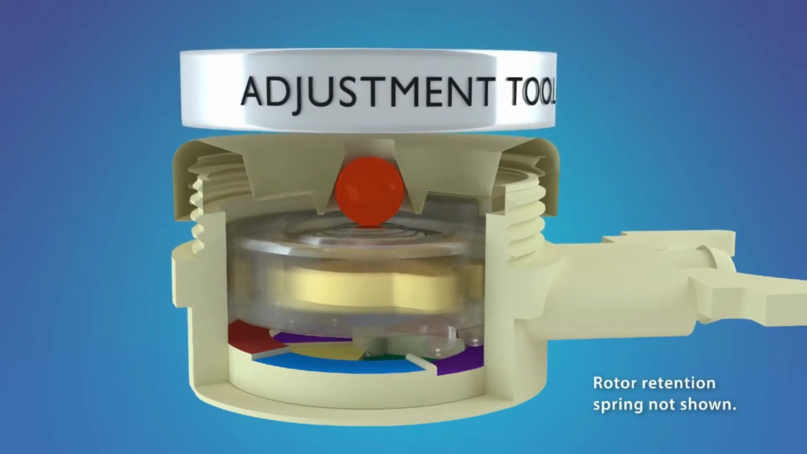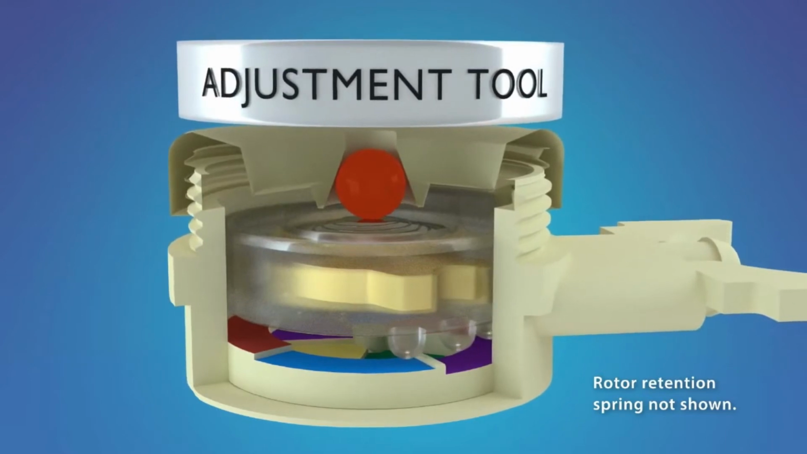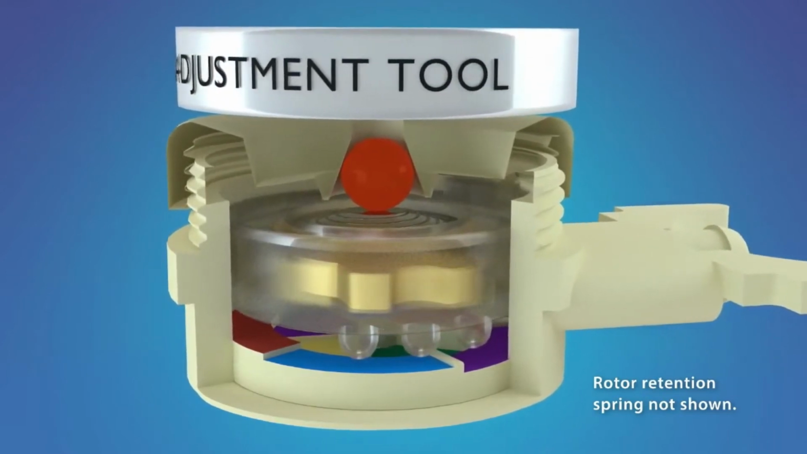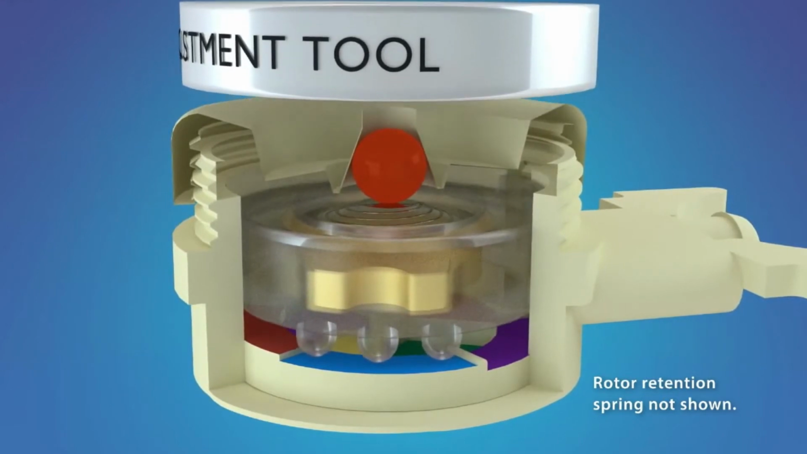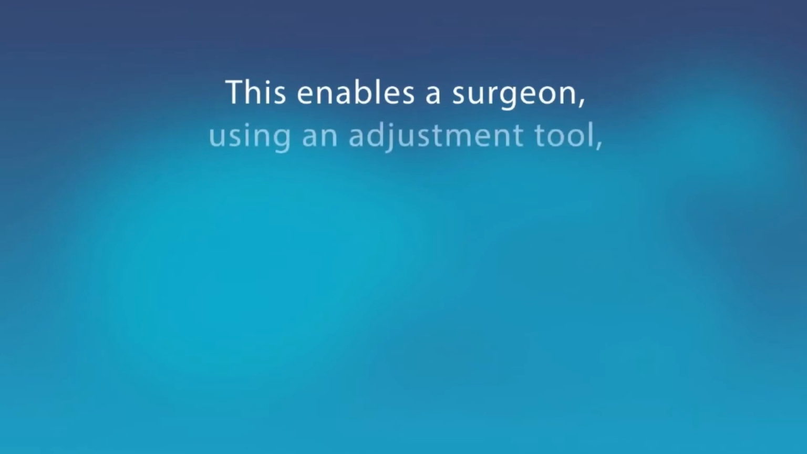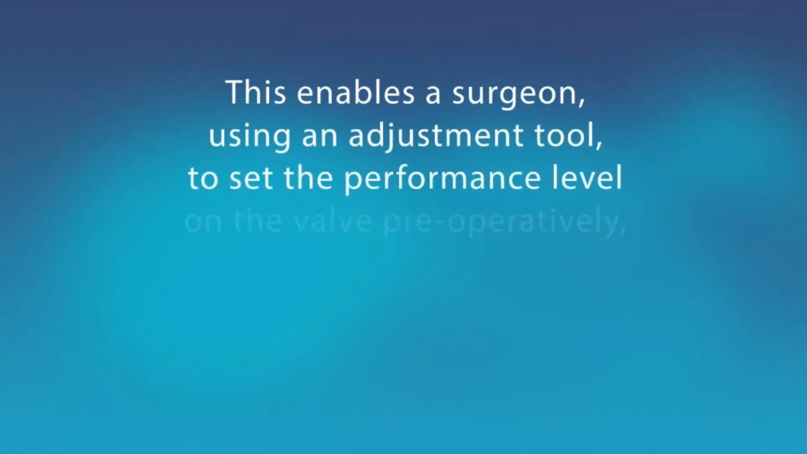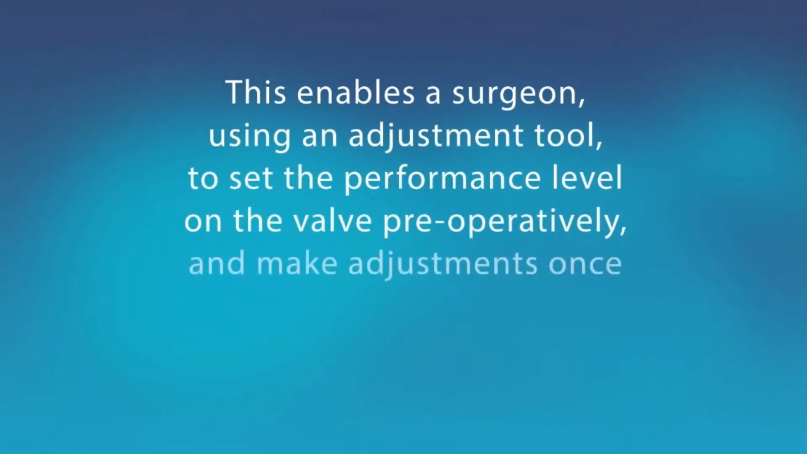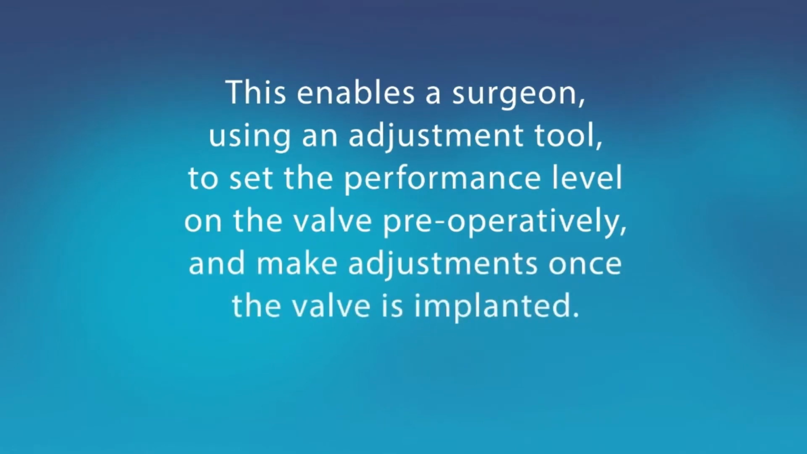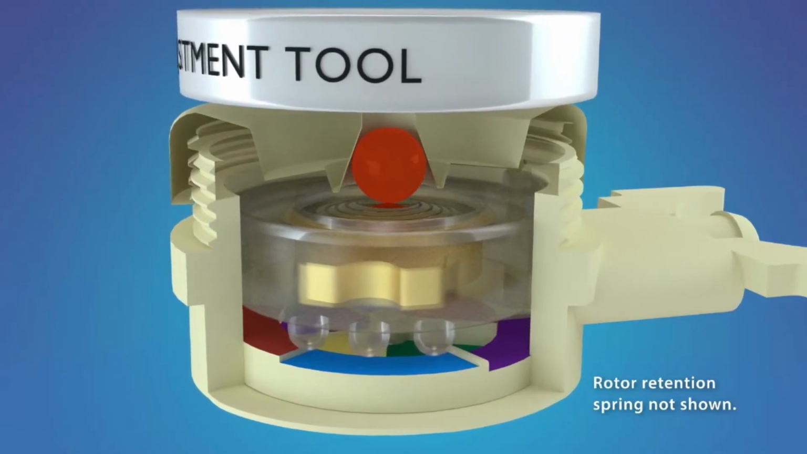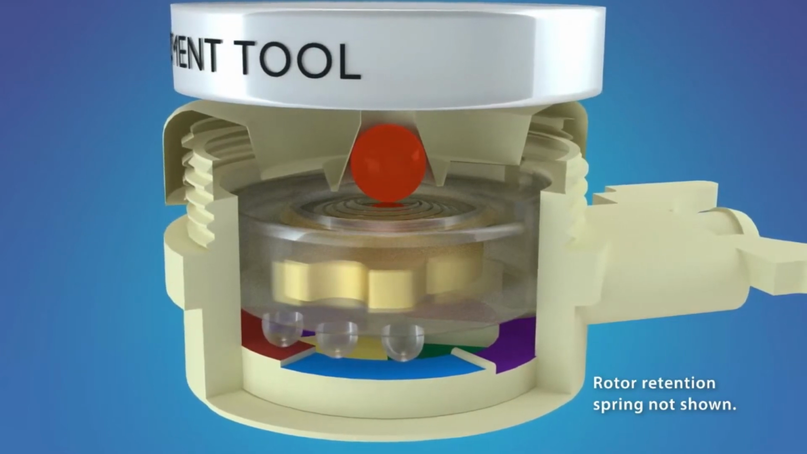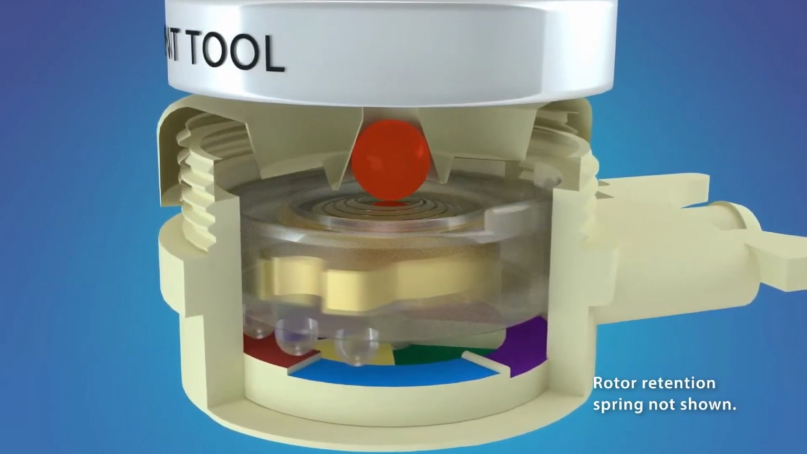The platform design at the base of the valve mechanism requires the rotor to be magnetically raised onto a higher or lower platform through the use of a Medtronic adjustment tool. This enables a surgeon, using an adjustment tool, to set the performance level on the valve preoperatively and make adjustments once the valve is implanted. Depending on which platform the rotor is sitting, the pressure flow spring increases or decreases force on the ruby ball.